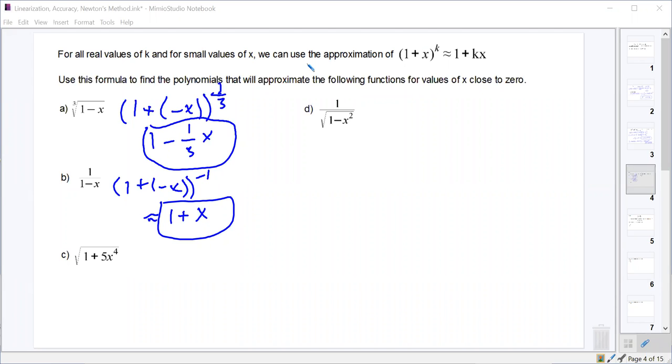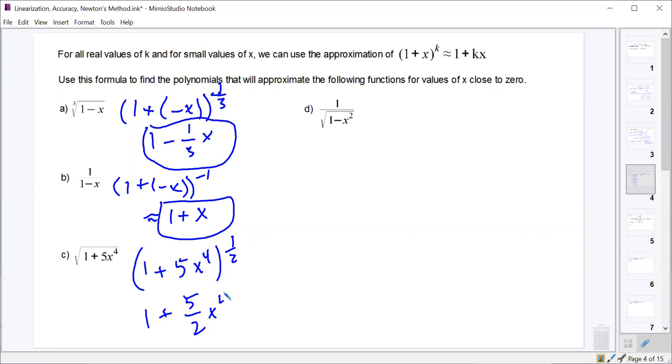All right, what about C? How can I rewrite C? Hopefully just as 1 plus 5x to the 4th to the 1/2 power. So this is 1 plus u to the 1/2. So it should just be 1 plus our u value times our power. So 1 plus 5/2 x to the 4th. Everybody good with that one?